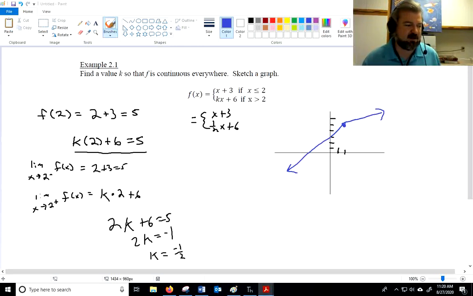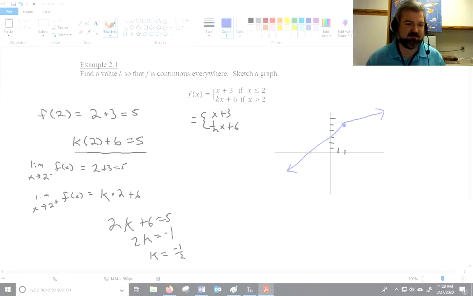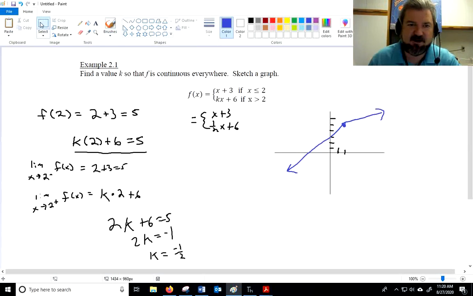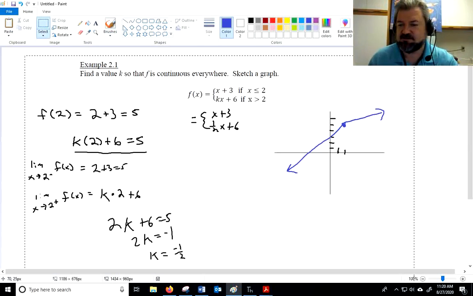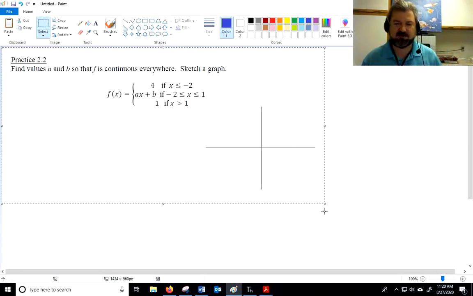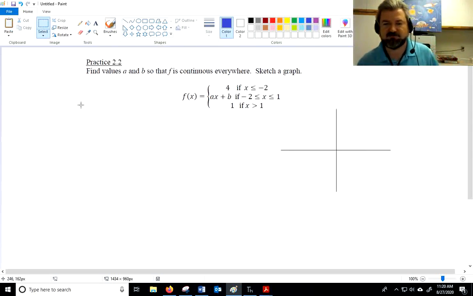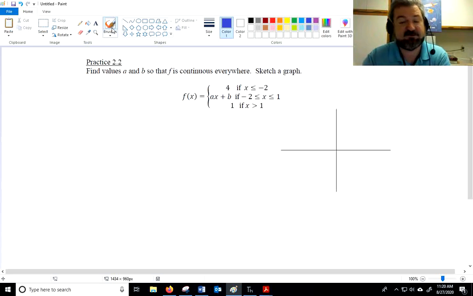Okay, so now you get to do a practice problem. This one is a little bit more fun because you have two values to find. So see how you handle that. See if you can dust off your old algebra skills. All right, pause the video and give it your best shot. Don't forget to make a sketch, and then unpause it and we'll discuss.